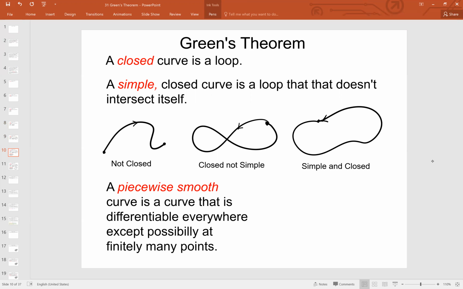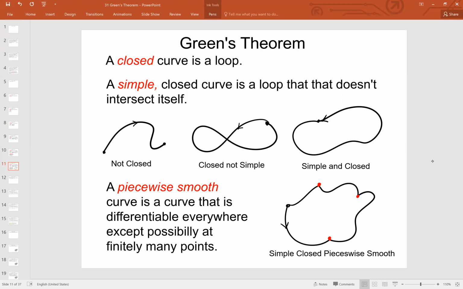A piecewise smooth curve means I can have some specific locations, finitely many places, where the points are not differentiable. In other words, the boundary comes in differentiable pieces like these ones. So Green's theorem applies to curves of these types, loops of these types.